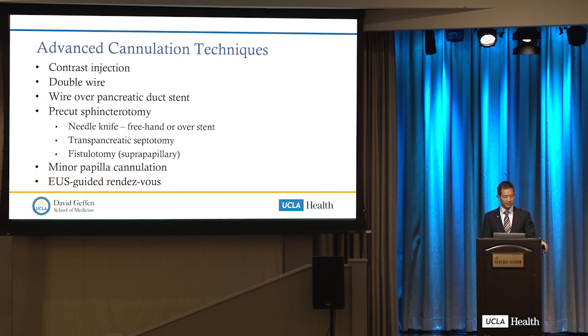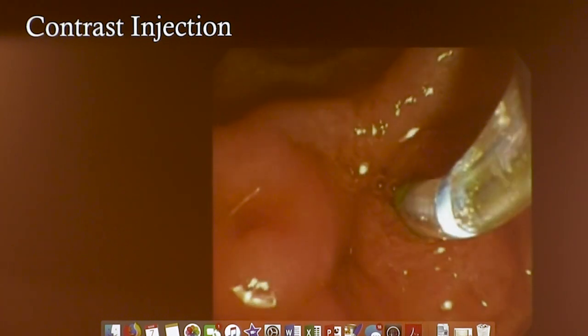So there are lots of different advanced cannulation techniques: contrast injection, double wire, a wire over a pancreatic duct stent, pre-cut sphincterotomy in its various forms, freehand or over a stent, transpancreatic septotomy, fistulotomy, or even EUS-guided rendezvous. I'm not going to go over all of these today, maybe just some of the more common techniques that you can use.